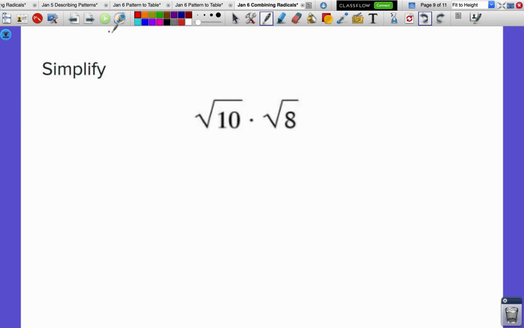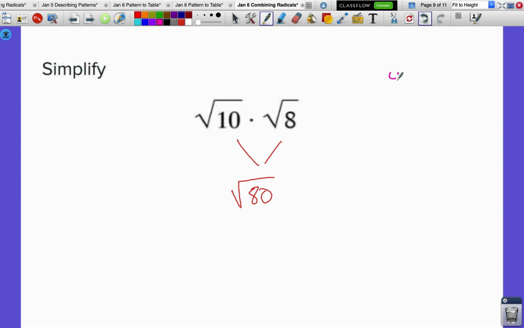All right, I believe this is our last one. Square root of 10 times the square root of 8. So 8 does have a perfect square factor, but we don't necessarily want to simplify that out first. Instead, we want to put this together, make this the square root of 80, and then from this point, look for the largest perfect square factor of 80.